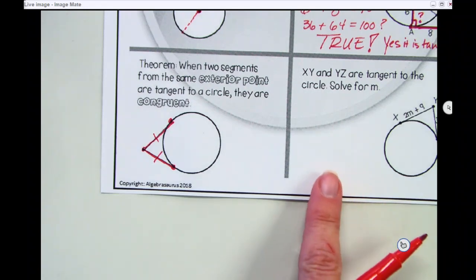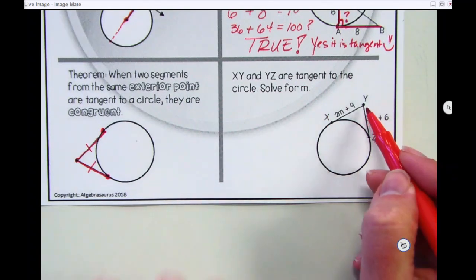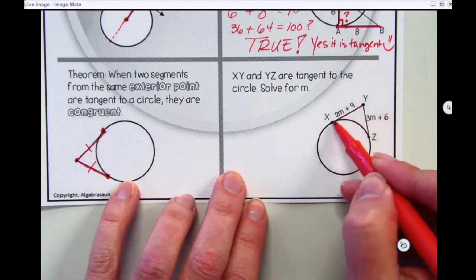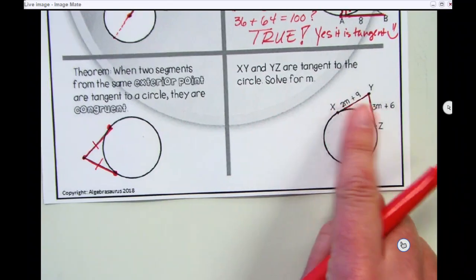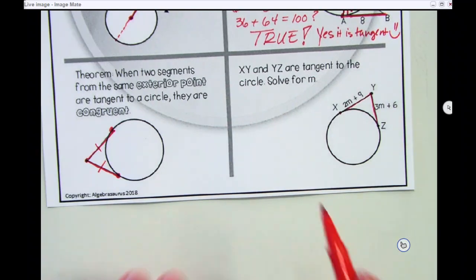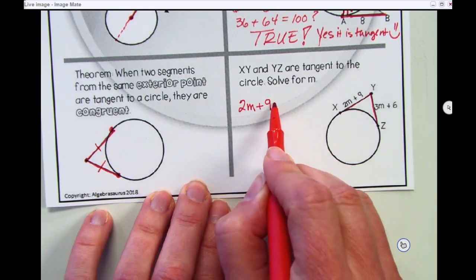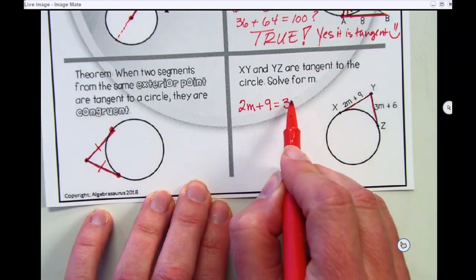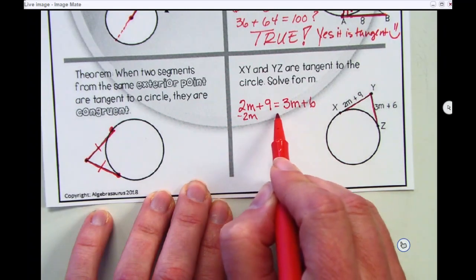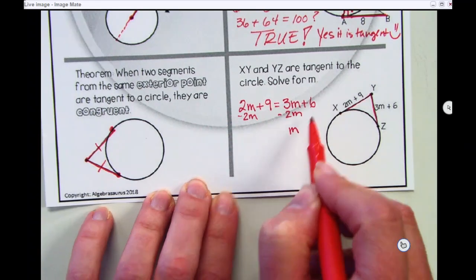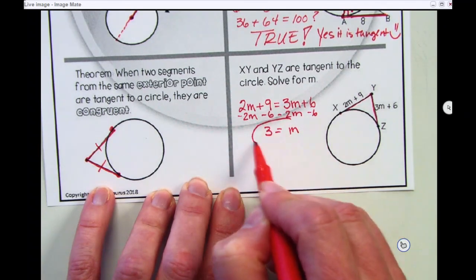So now we'll apply that over here. It wants us to solve for m. I've got a point, tangent line, tangent line. So what do you know about the length of each of those? They're congruent. So I can say 2m plus 9 equals 3m plus 6. Take away 2m, take away 2m, take away 6, take away 6, equals 3.